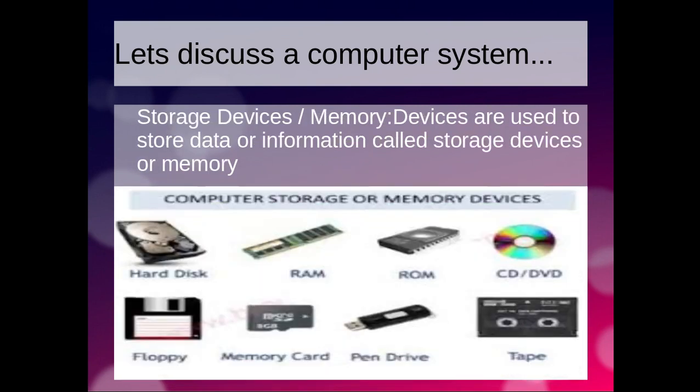Next is storage devices. The devices which are used to store data and information are called storage devices or memory. Storage devices can be classified into two groups: primary memory and secondary memory. In between there is another memory that is called cache memory. Primary memory is commonly known as main memory in the computer system. The content of primary memory is lost when there is an electrical power cut. Hence, this kind of memory is also called volatile memory.